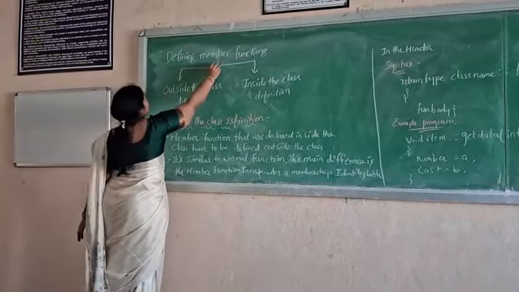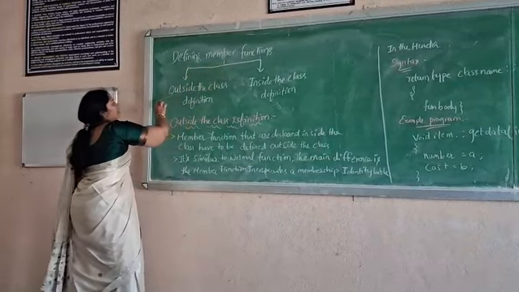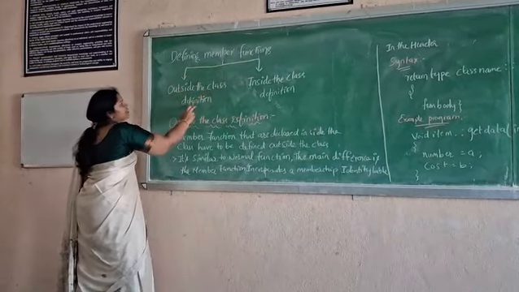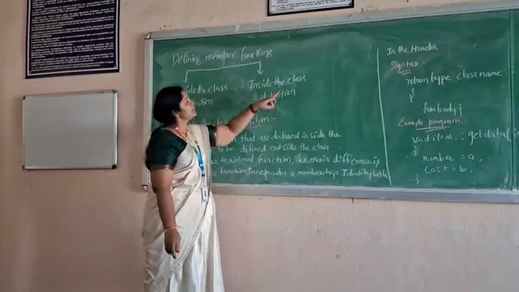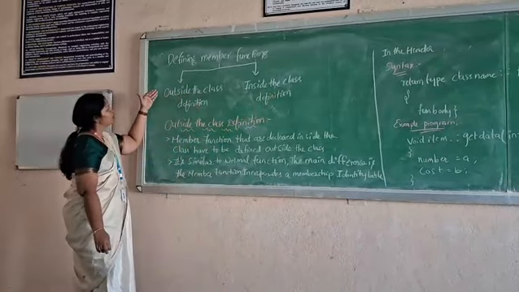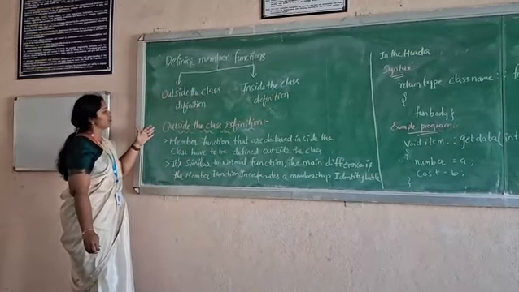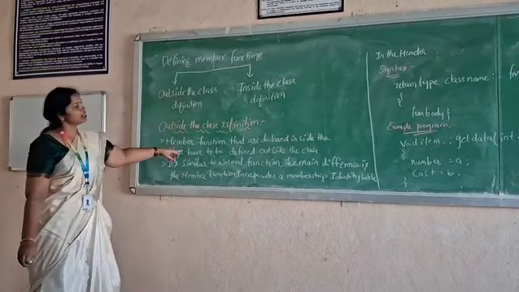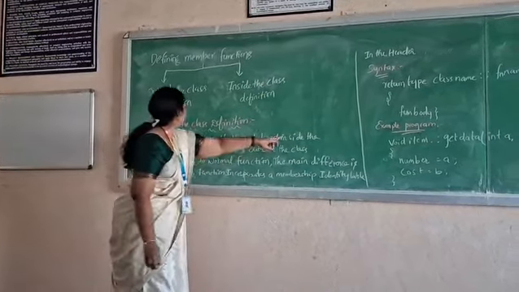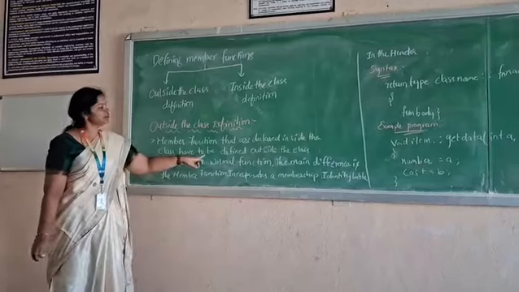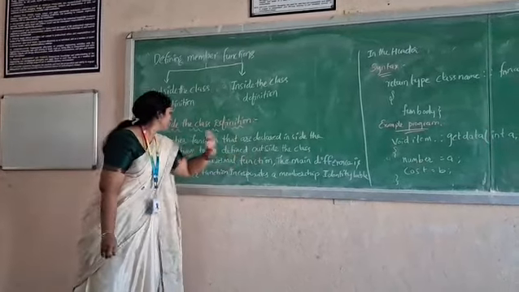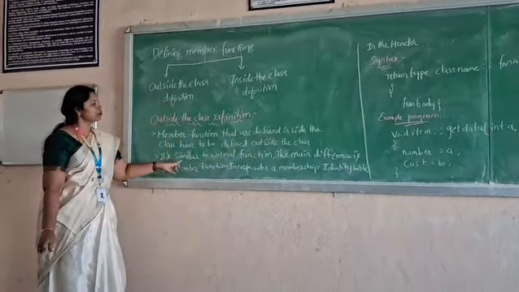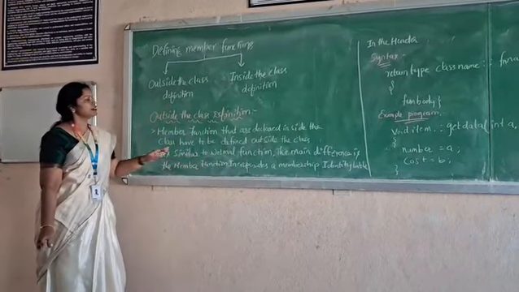A member function can be defined in two ways: one is outside the class definition, and the other is inside the class definition. How do we define it outside the class definition? Now we are going to see. The member functions that are declared inside the class have to be defined outside the class. It is similar to a normal function.